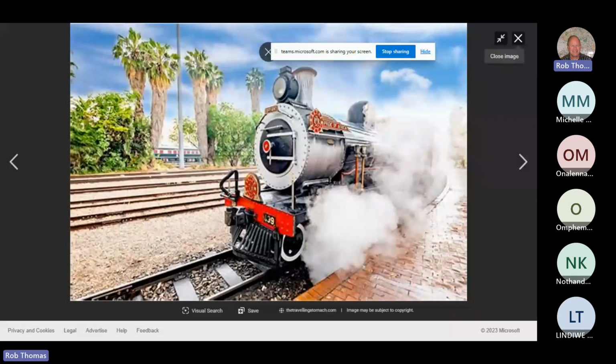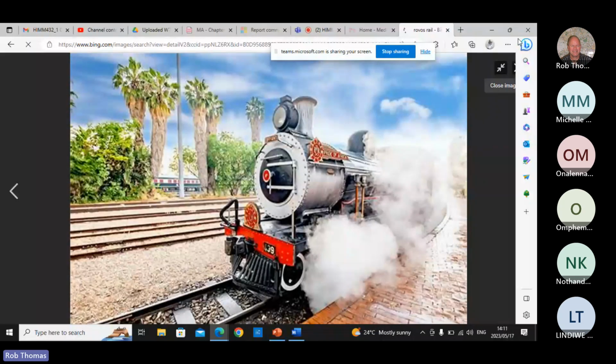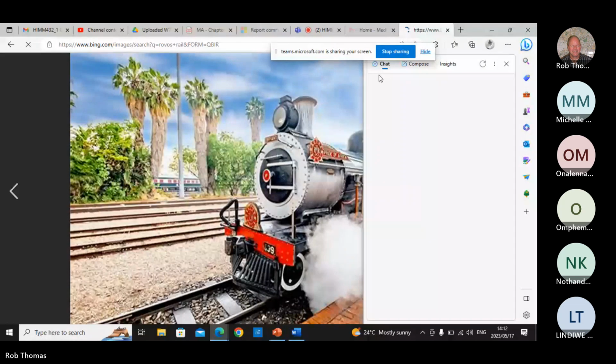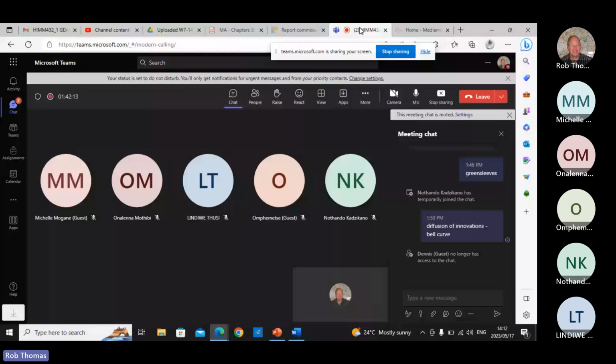Okay, so now let me ask you a question. Why on earth would you want to travel on an old school 100-year-old train instead of flying? Because Joburg to Dar es Salaam is probably 5 hours by plane. Joburg to Cape Town by plane is 2 hours. Why would you want to travel on an old train? What do you guys think? Michelle, Onelena, Lindiwe, Ompemetse, Notando, what do you guys think?